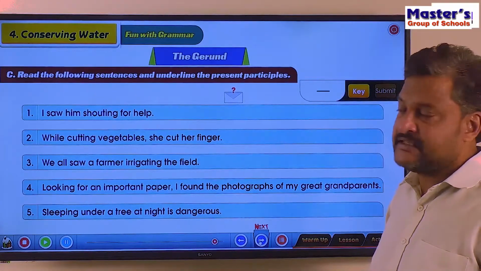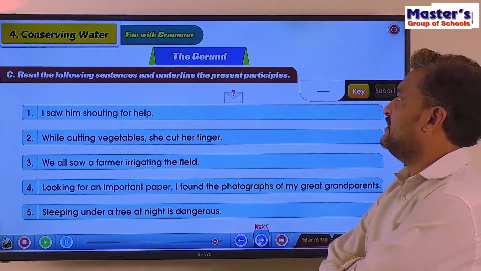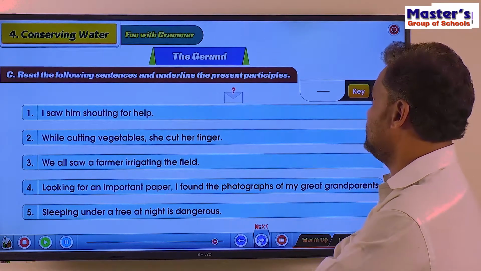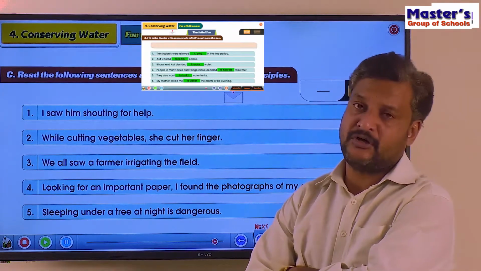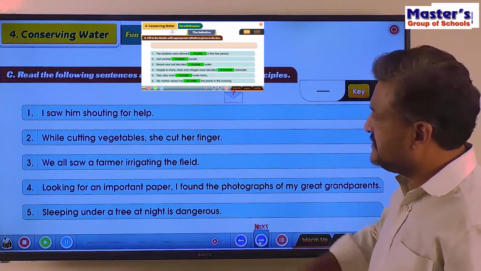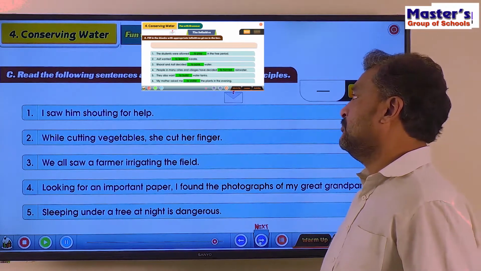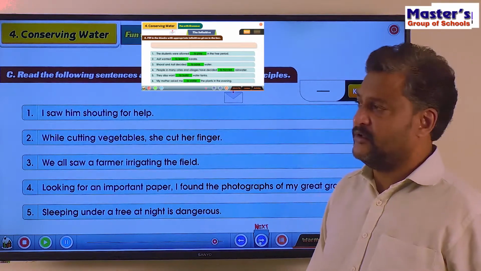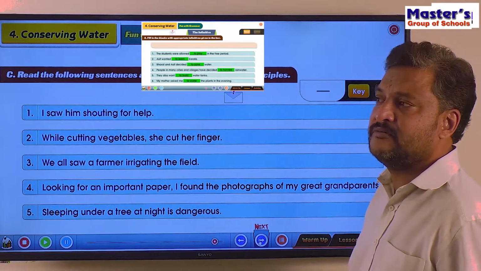So there is another exercise. Here, read the following sentences and underline the present participles. Oh, this is not from the gerunds. This is from present participles. So present participle means what? Ing form of the verb is called a present participle, isn't it? Yes. So here we have 5 sentences: 1, 2, 3, 4, 5. And we need to identify the present participles. Present participle means what? Ing form of the verb. Okay. So we need to read these sentences and identify the ing form of the verbs given there.